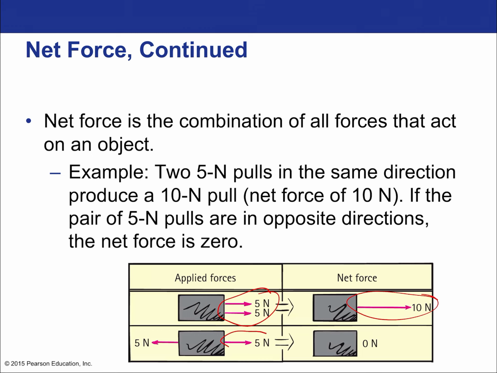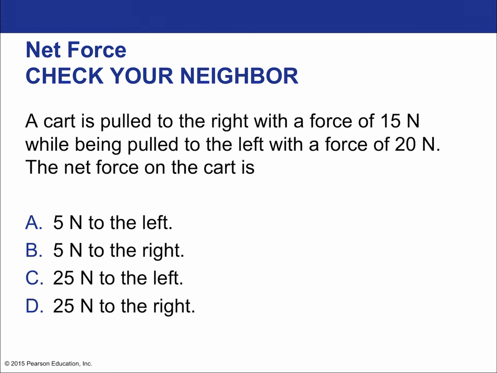So in that case, it would be 5 minus 5, because in this case we're calling the positive direction to the right. I could call the positive direction to the left, and that would just make this 5-Newton force negative. It doesn't matter which one you call positive, you just have to be consistent. But the important thing is that here we'd have 5 minus 5 equals 0, or of course here we had 5 plus 5 equals 10. That's the idea of vector addition, at least when the vectors are all in a straight line like this.